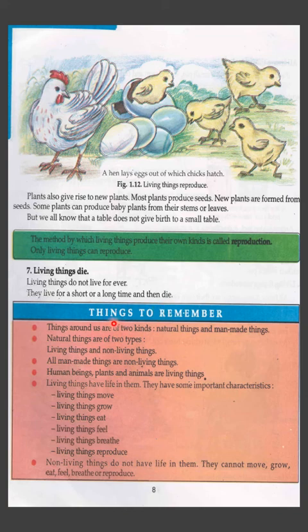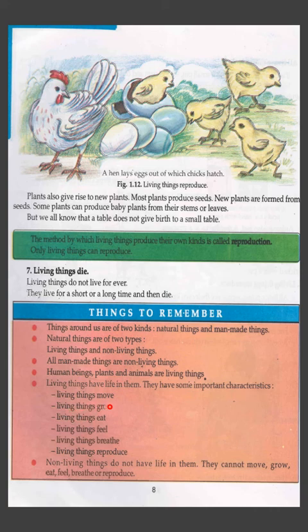So I'm sure you've read the lesson well, children. Let us read the points to remember. Things to remember. Things around us are of two kinds, natural things and man-made things. Natural things are of two types, living things and non-living things. All man-made things are non-living things. Human beings, plants and animals are living things. Living things have life in them. They have some important characteristics.